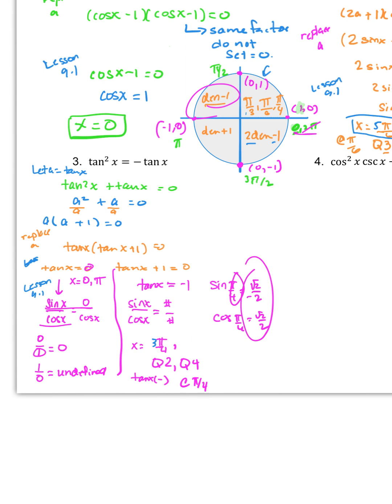And if it's in the fourth quadrant, again, we'll have a pi over 2, pi over 4. And we look at the fourth quadrant. So 2 times the denominator, which is 4. 4 times 2 is 8, minus 1, and we get 7 pi over 4. And this is our solution, as well as this.